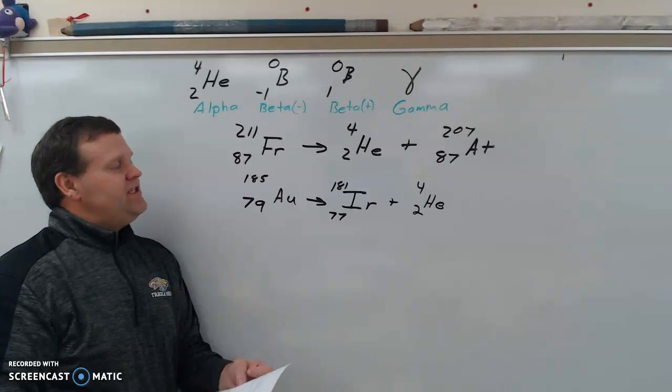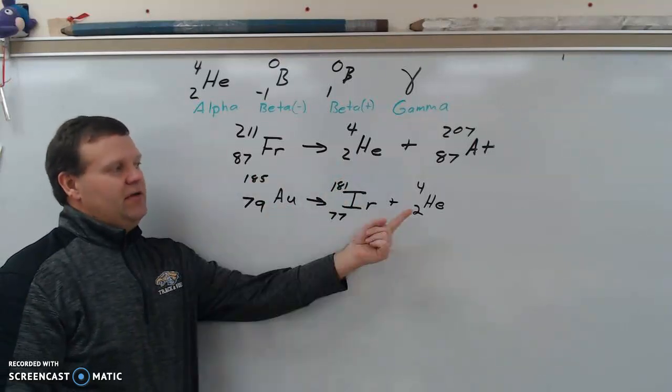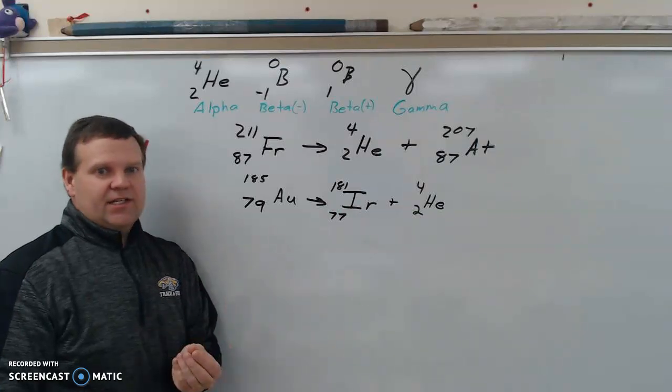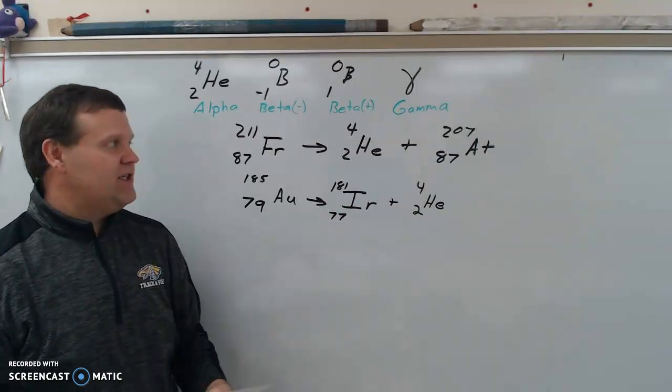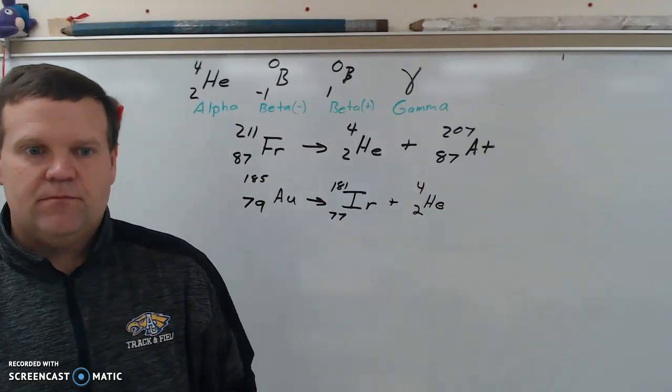So you're going to have francium undergoing a decay, giving off an alpha particle, and you're going to have some gold undergoing decay, giving off an alpha particle. So when atoms actually undergo radioactive decay, there are particles that come out of them, and they turn into a different type of element.